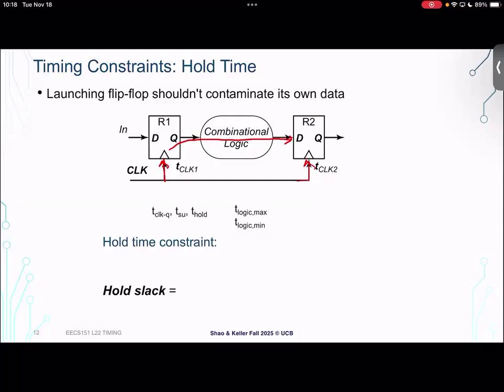Okay, let me write down the constraint, and then we'll talk about it a little more. So the hold time constraint, T hold, which we defined on the previous slide, the time where D needs to be stable after the clock edge arrives to a given flop, must be less than the clock to Q delay, right? So that's that clock propagating through the launch flop, plus the minimum delay through the logic.